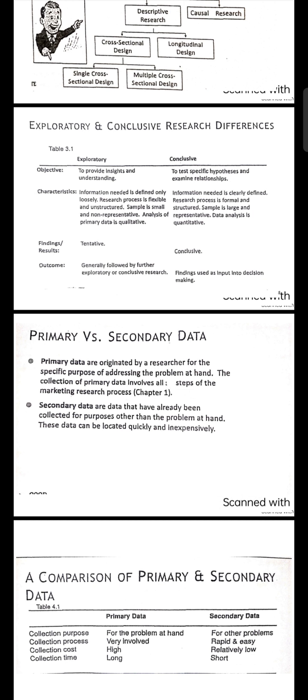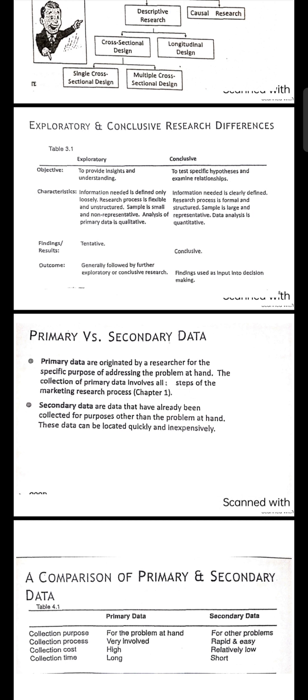So this is exploratory. So what is conclusive? We move to the next column. The conclusive one is to test a specific hypothesis and examine the relationship.